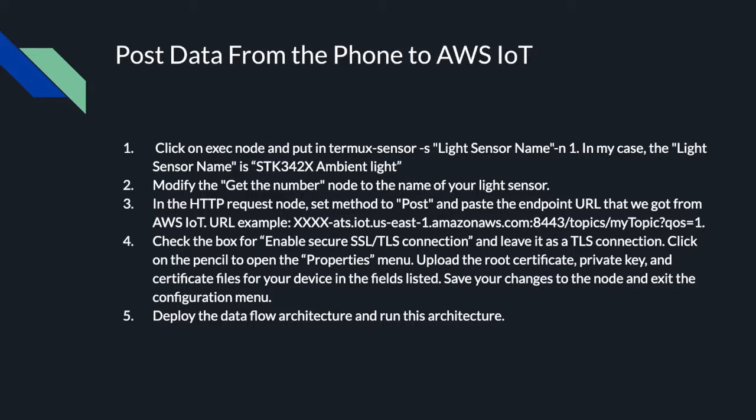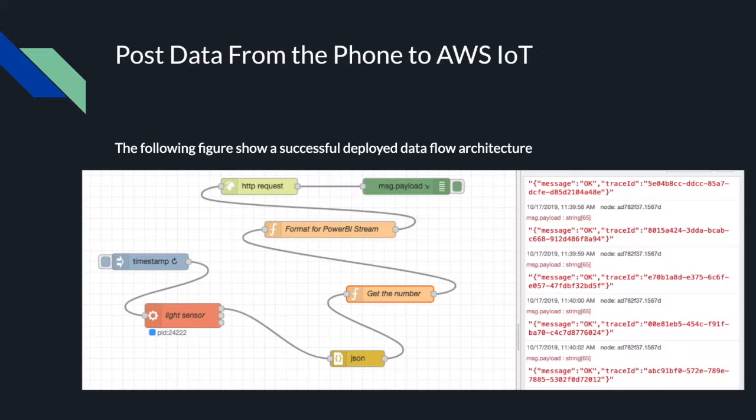Click on the pencil to open the properties menu, and upload the root certificate, private key and certificate files for our device in the fields listed. And we will show that in a while in the demo. And the next step is to deploy the data flow architecture and run it. That's it.